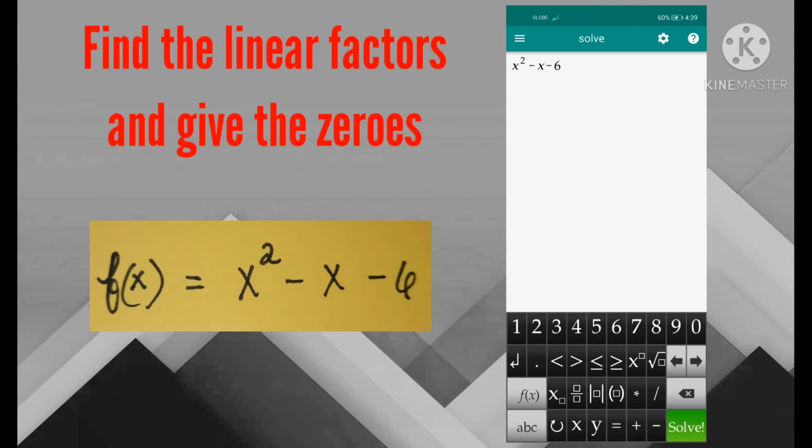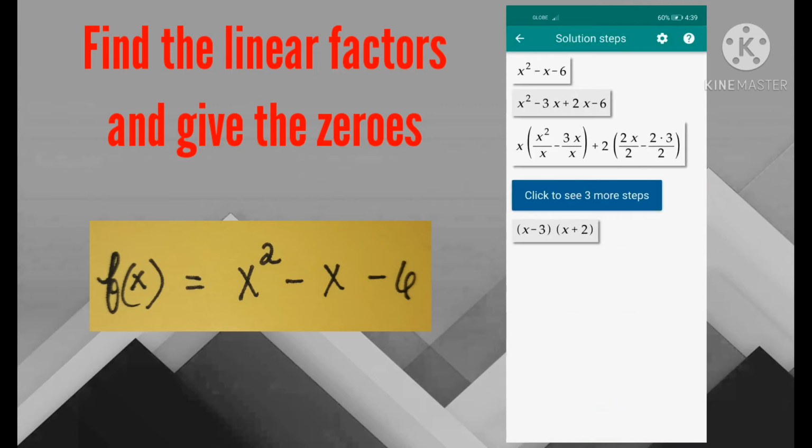So, ipindot lang, iselect lang natin yung solve dito sa may baba. Ayun, yung kulay green. Yan. Okay. So, makikita nyo, meron na tayong solutions dyan. Tapos, yung answer. Yung answer niya is x minus 3 times x plus 2. Itong x minus 3 and x plus 2, ito yung linear factors niya. Ngayon, kung hahanapin mo yung zeros o ibibigay mo yung zeros, so pwede mo nang kunin dito.